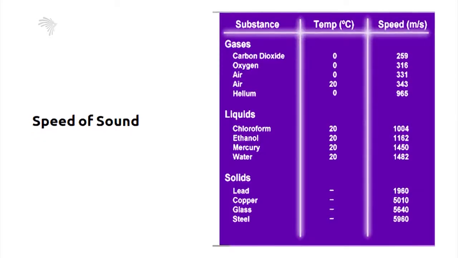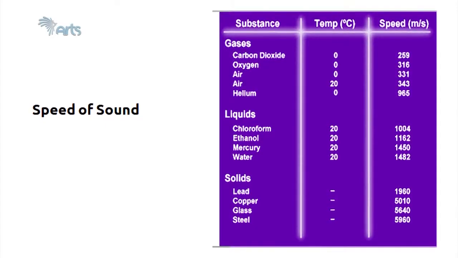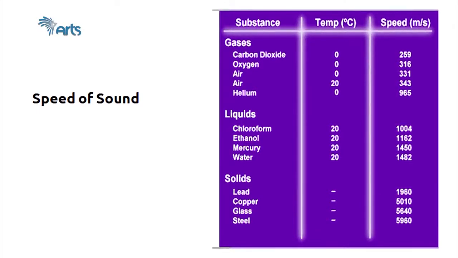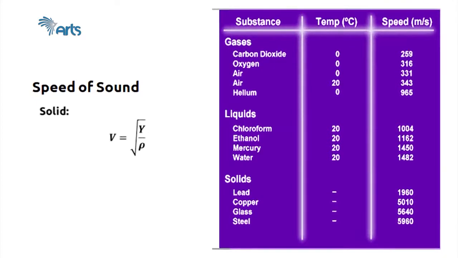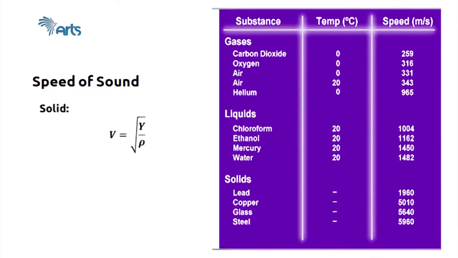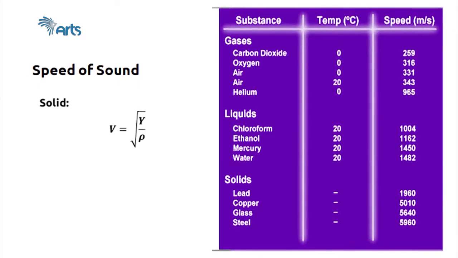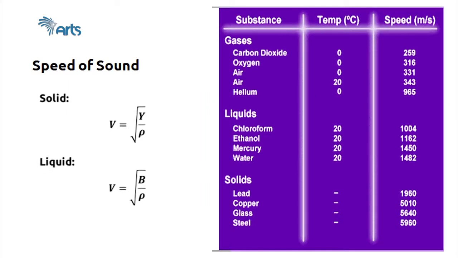A sound wave can be propagated in solid, liquid, or gas. The speed of sound in the medium depends on the density of the medium and on its elastic properties. The speed of sound in a solid, for example, is given by v = √(Y/ρ), where Y is the Young's modulus of the solid and ρ is the density of the medium. Again, the speed of sound in a fluid can also be determined using the expression v = √(B/ρ), where B stands for the bulk modulus and ρ for the density of the liquid medium.